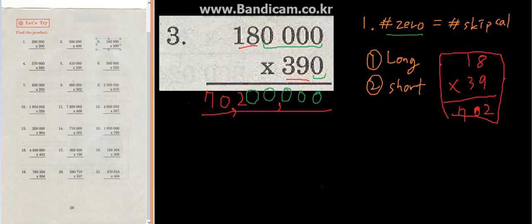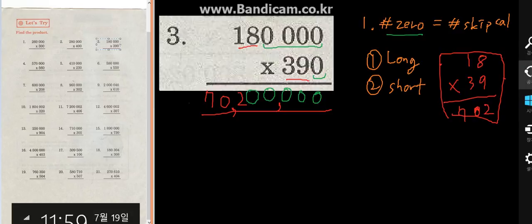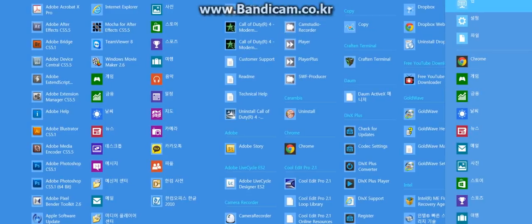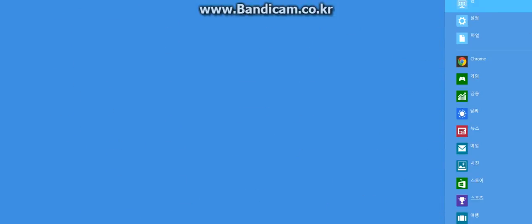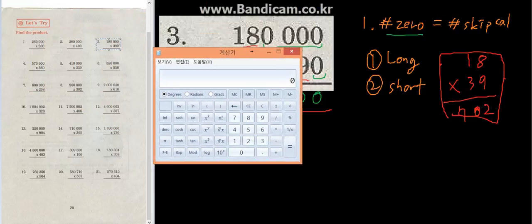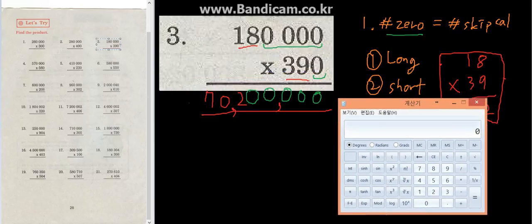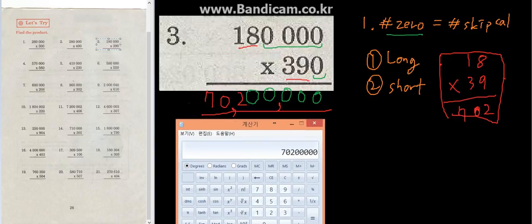And how do I know? Well, let's ask the calculator. Mr. Calculator, where are you? I have a bunch of programs here. This game doesn't work on my computer. Anyway, just please skip it. If we calculate 18 times 39, is that right? Yep, that's right. So this is going to be the answer. It's very easy, right? So let's go to the next problem.